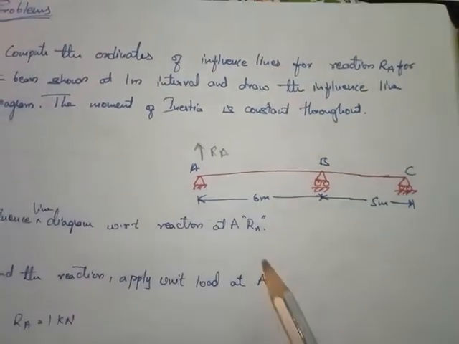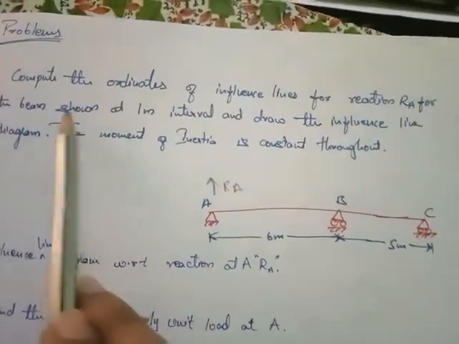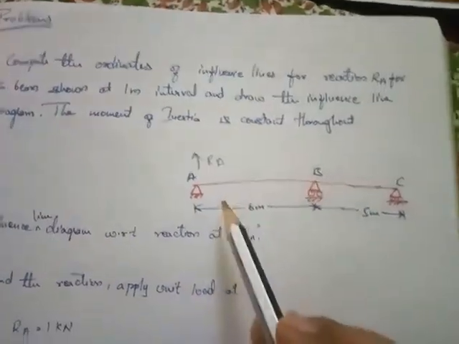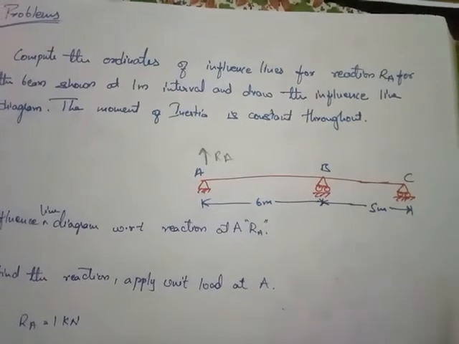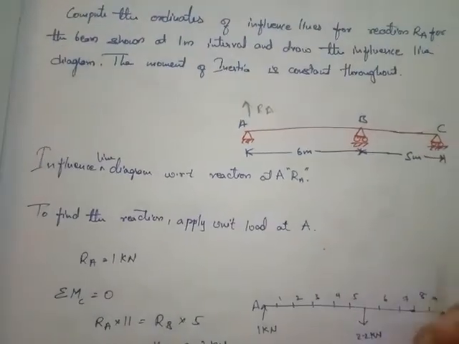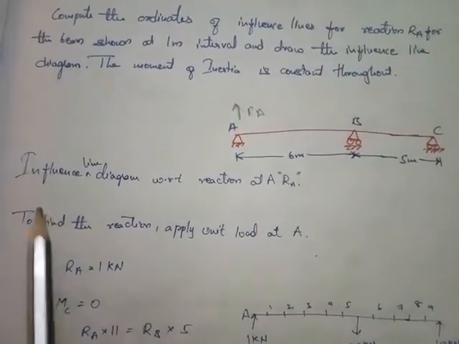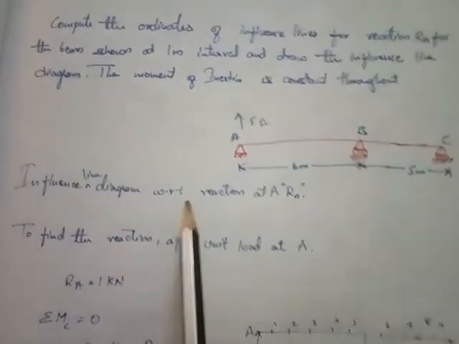Okay, and one more thing, it is given to show at 1 meter interval. So we are supposed to give 1 meter intervals to the sections. Okay, so coming to the first case, the influence line diagram with respect to reaction A, that is RA.